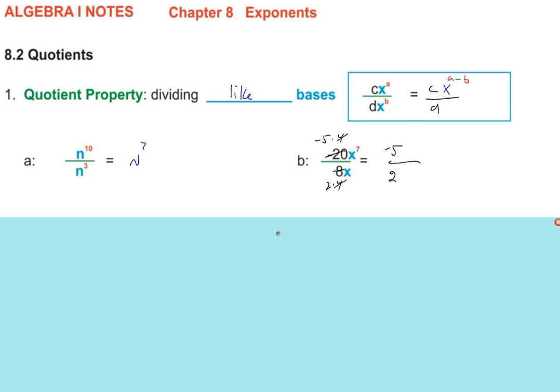And then everybody think about this one. I want you to give me what this part is. What is x to the 7th divided by x? So on 3, give me what you think that is. Here we go. 1, 2, 3. X to the 6th, right? Because again, we don't show the 1s. 7 of them minus 1 of them is 6 of them.